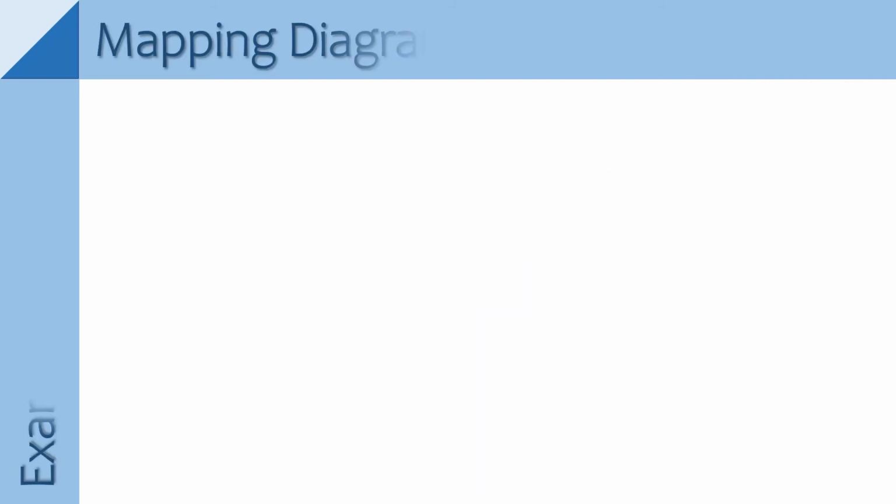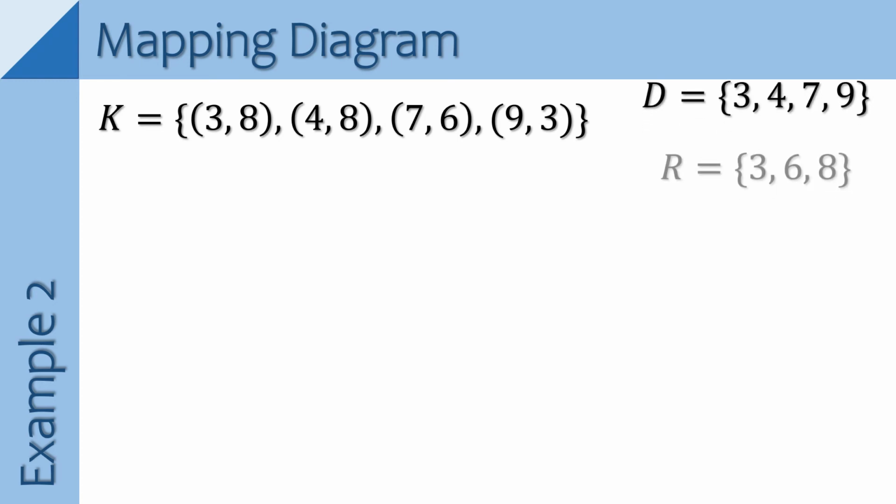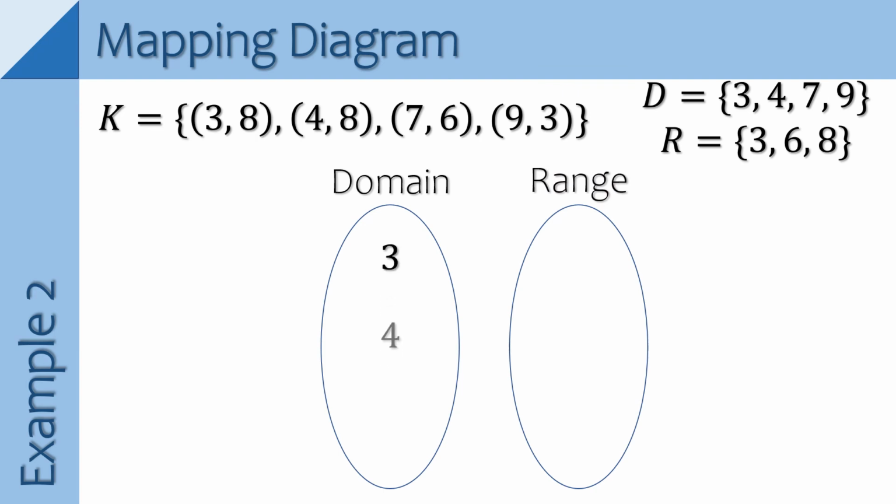Okay. Next example. Set J. We have 3, 8, 3, 4, 7, 6, and then 9, 3. The domains are 3, 4, 7, 9, and then the range are 3, 6, and then 8. So let's try to draw another two columns, and then the first column is the domain, and then the second column is the range. So write down all the domains, which are 3, 4, 7, and then 9, and then our range is 3, 6, and then 8.